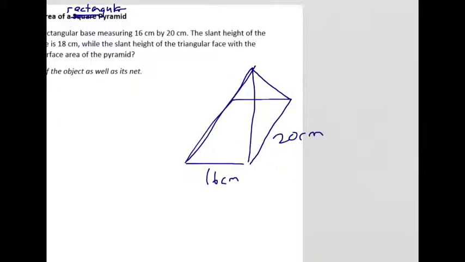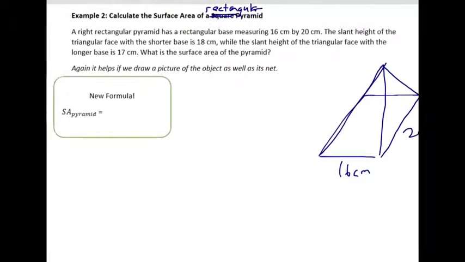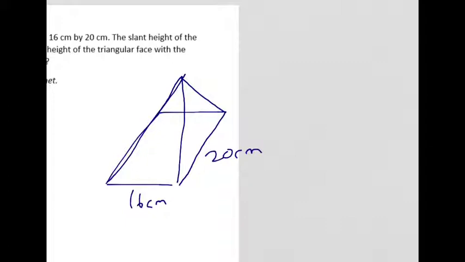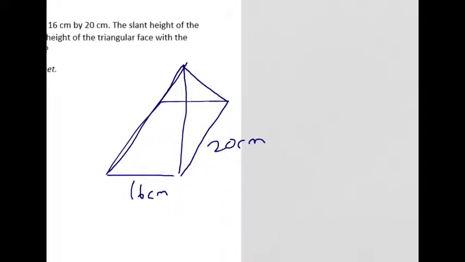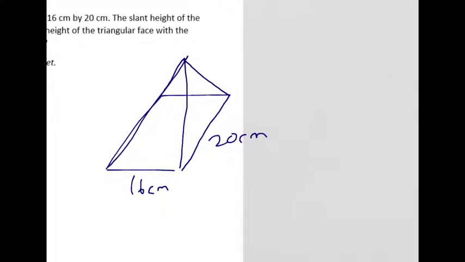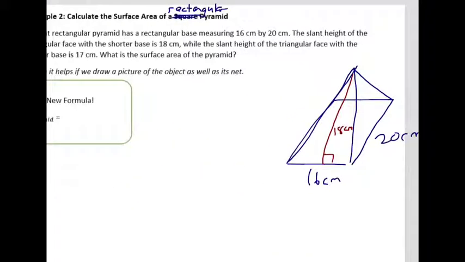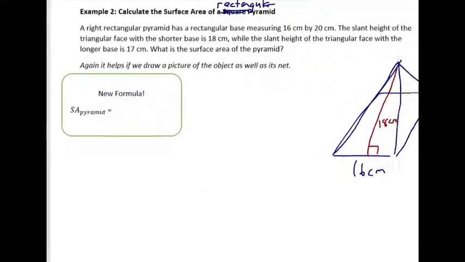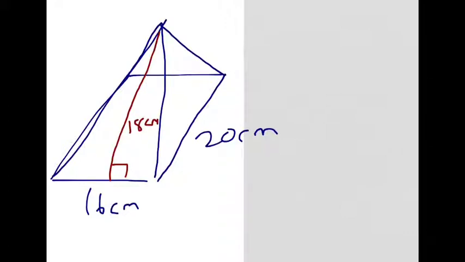So this is the shorter base. The slant height there is 18. So that means that the distance along the face of that triangle is 18 centimeters, and it creates a right angle there. The slant height of the longer base is 17 centimeters. So that means going from here to the top, that's 17 centimeters.